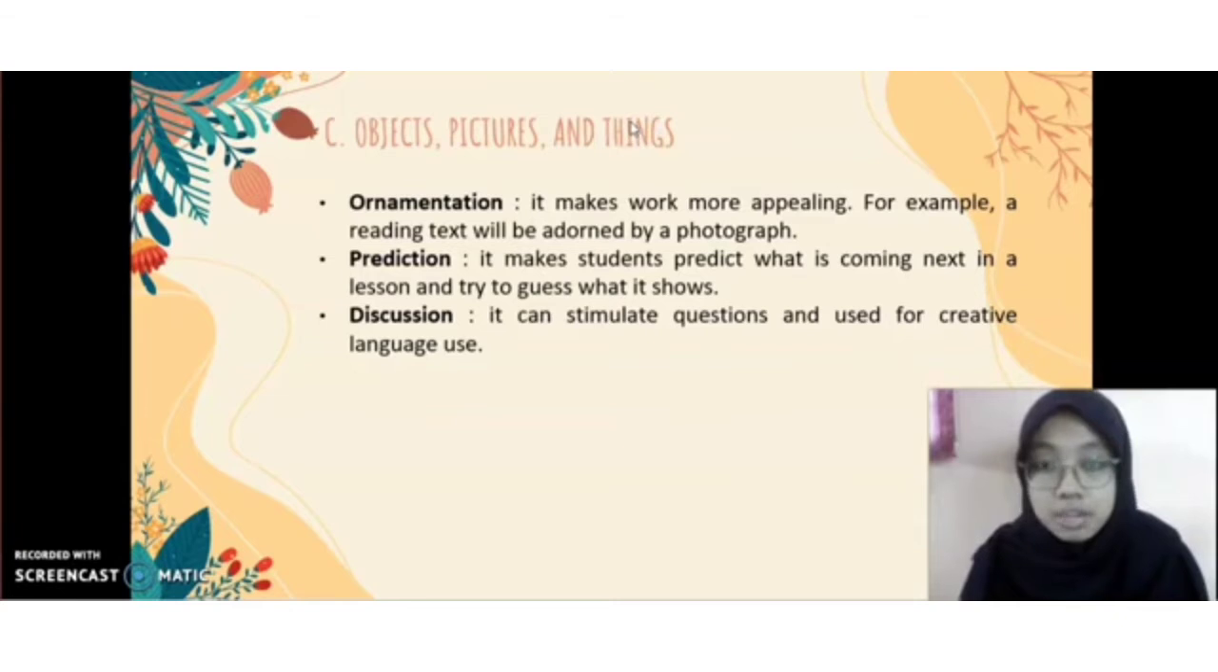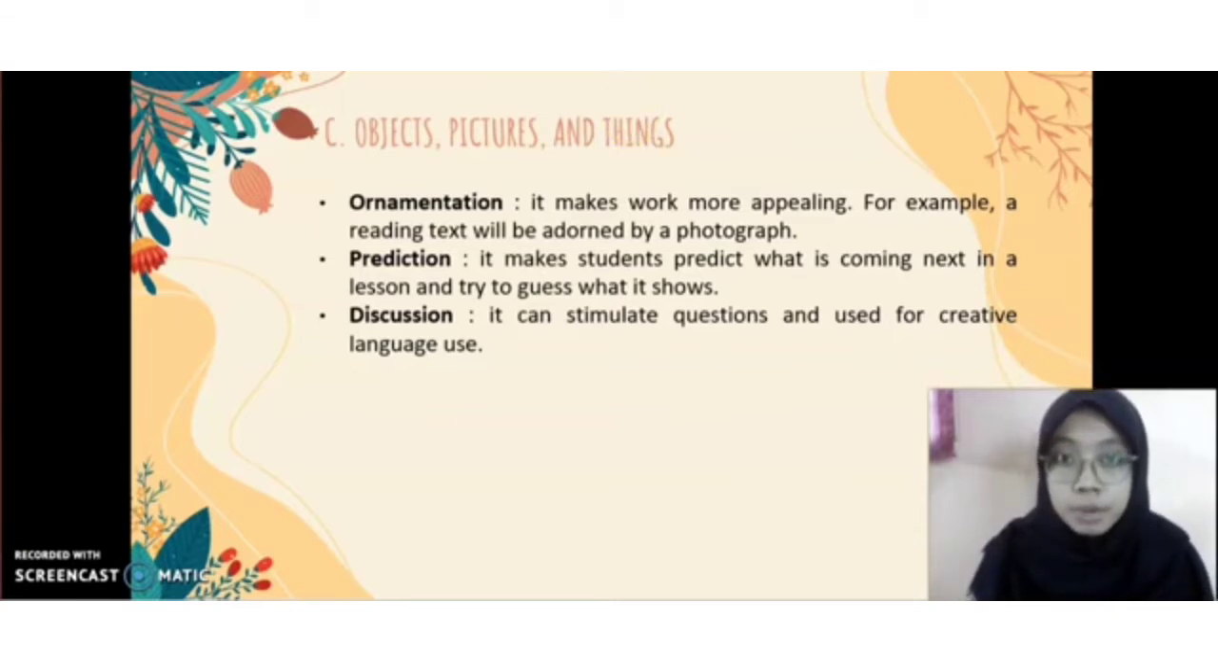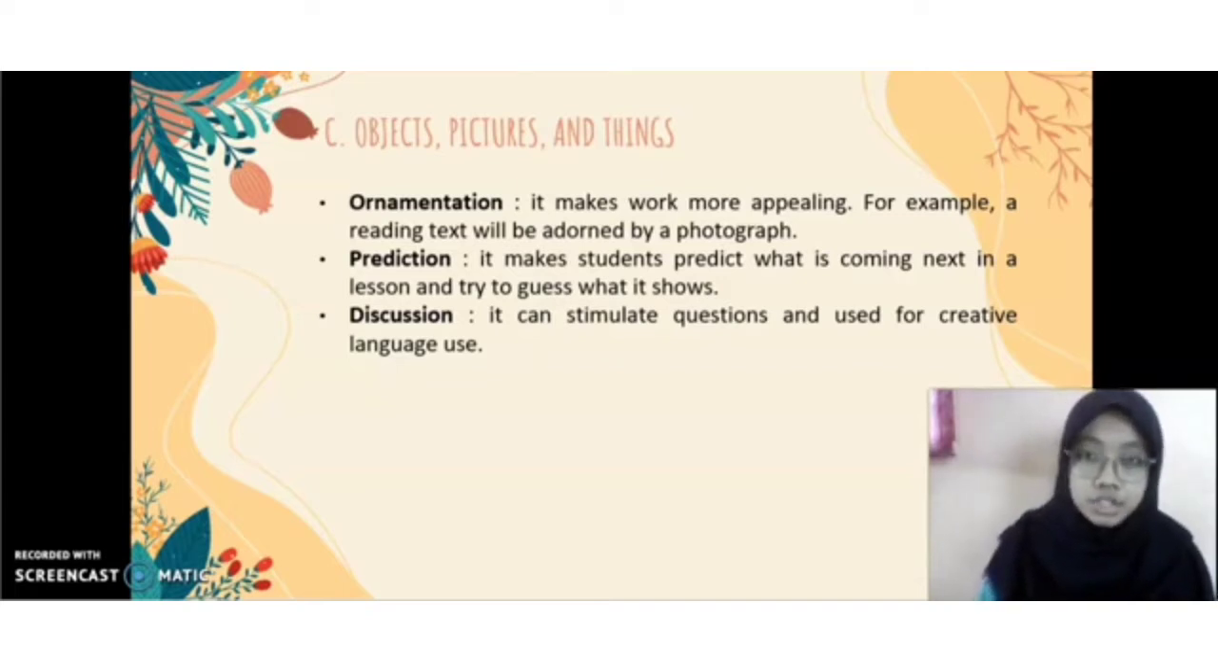Okay, next is ornamentation. It makes work more appealing. For example, a reading text will be adorned by a photograph. It can enhance the text, giving the students an extra visual dimension to what they are reading. Next is prediction. It makes students predict what is coming next in a lesson and try to guess what it shows. After predicting and guessing, the students listen to audio or read a text to check whether they are right or wrong. And the last is discussion.